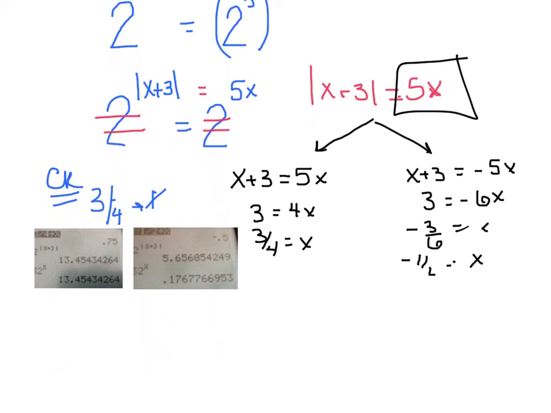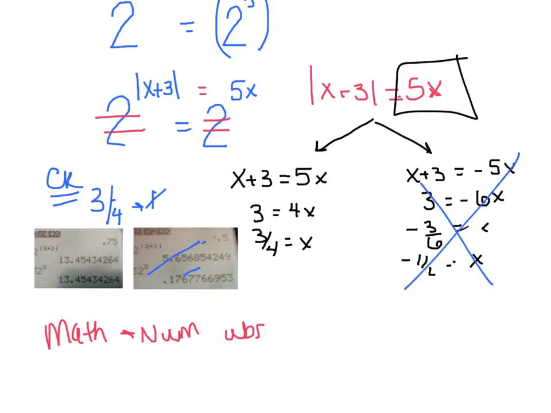If you forget that absolute value, I believe, is math, number, and the first thing in there is the ABS for absolute value, if you forgot that. But you'll notice this one did not check. So we actually have to reject the negative 1/2. That does not work. And my only solution should be 3/4. So make sure you actually slow down and check these answers. There are times, especially in the absolute value and radical equations, where we reject answers.